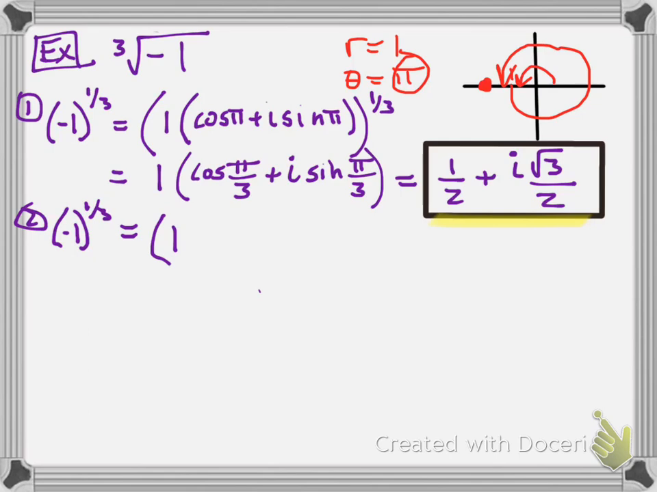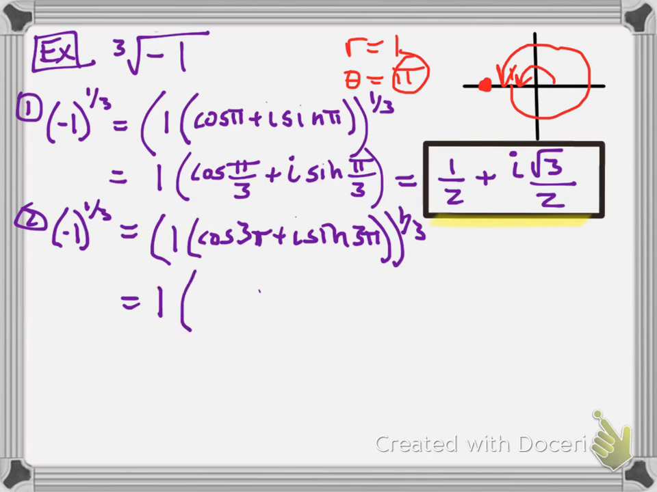So the second cube root of -1 to the 1/3 power is 1 times the cosine of, instead of pi, we're going to use 3 pi, plus I times the sine of 3 pi, and we're raising that to the 1/3 power. Okay, so we use DeMoivre's theorem again. 1 to the 1/3 power is 1. 3 pi times 1/3 is pi.